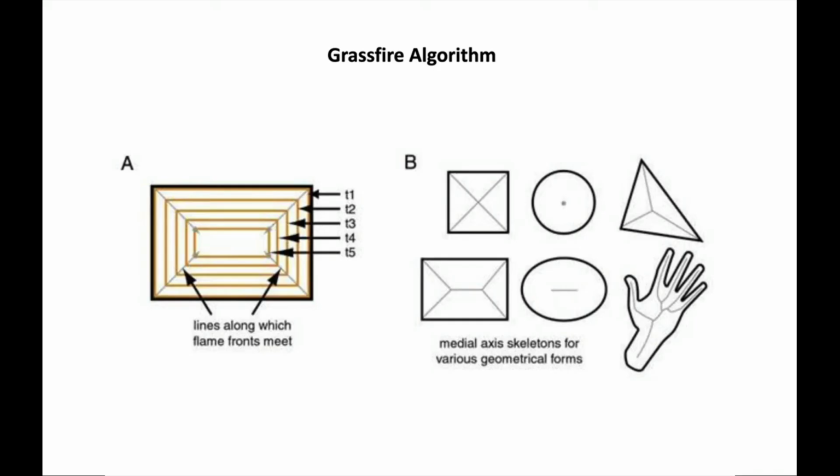The Grassfire algorithm is an algorithm used in image processing to compute the medial axis skeletons of various geometric forms. The way it works is you ignite a metaphorical grass fire around the perimeter of the object, and then you trace the flame fronts as they propagate parallel to the initial flame front and record the points where they intersect or where they meet in the middle, and that is the medial axis skeleton of the geometrical form.